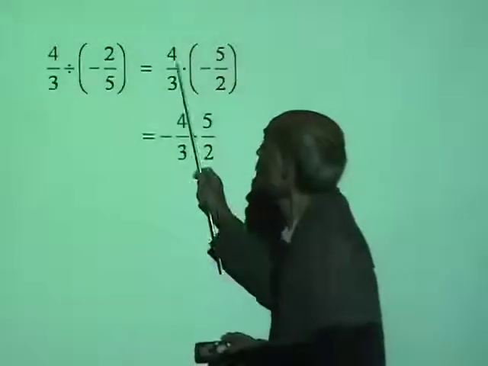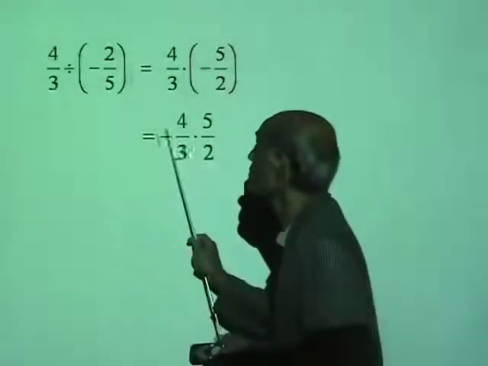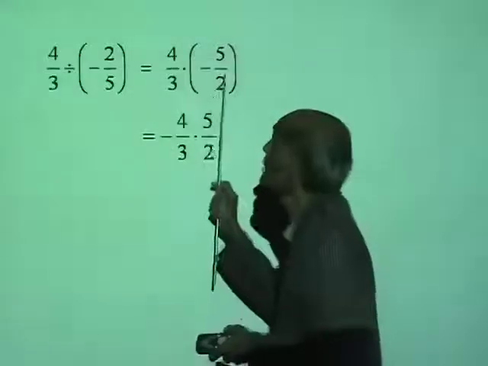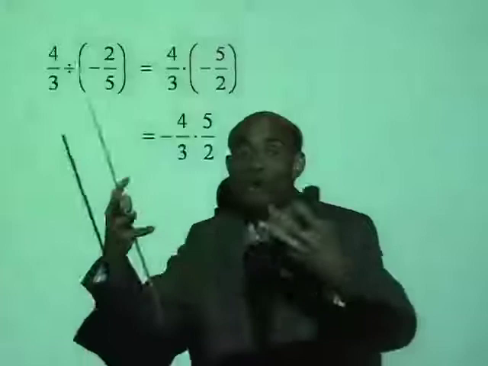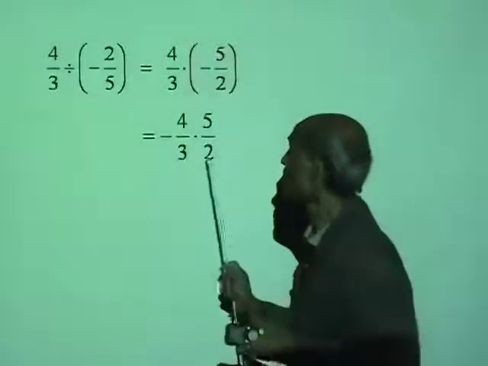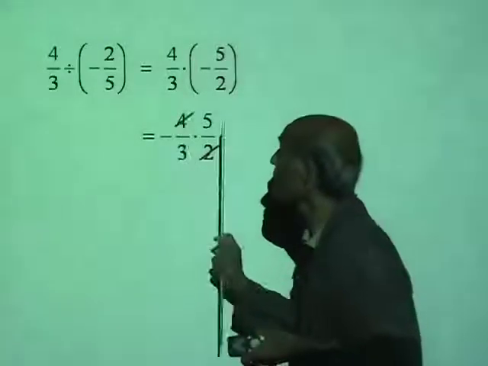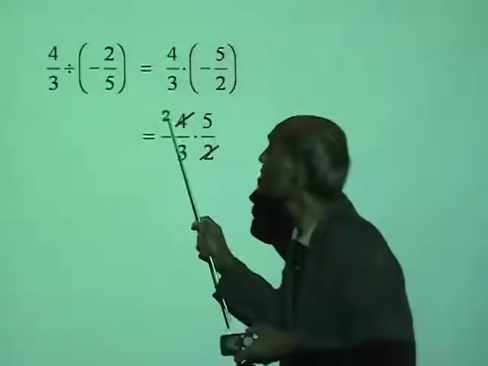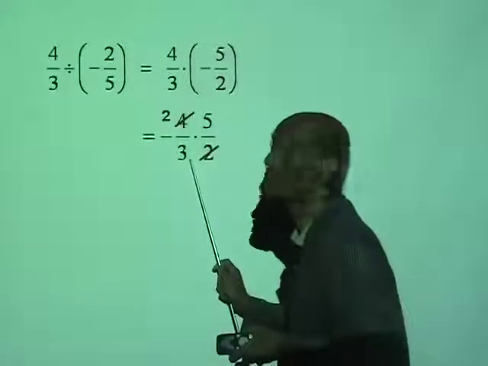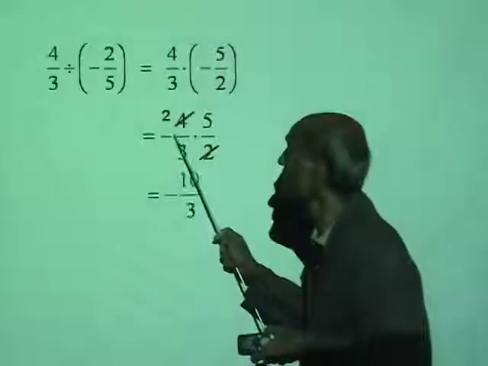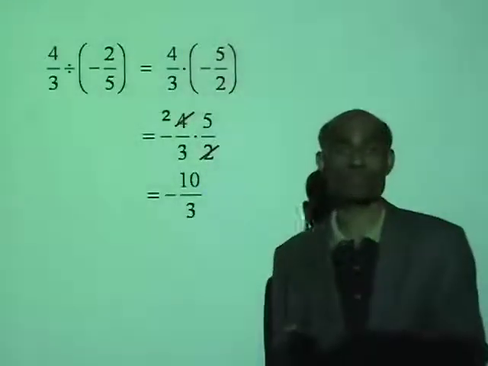And now, this will be 4/3 multiplied by 5 over 2. I hope you understand how that negative became here. It made the whole number negative. Alright, now you can simplify. 2 goes in 4 how many times? 2 times. My numerator now is 10, denominator is 3, and the number is negative. So that's equal to negative 10 over 3.